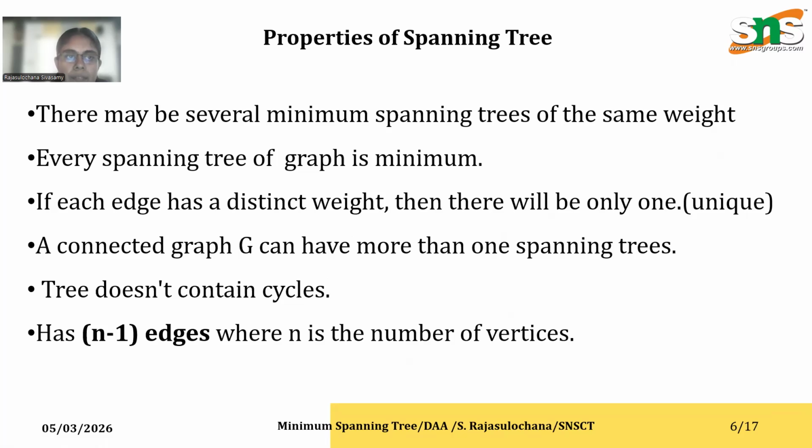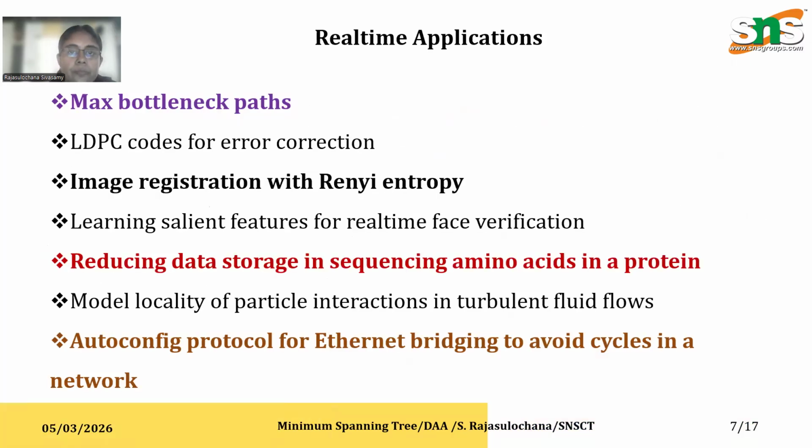So a connected graph G can have more than one spanning tree. The tree does not contain a cycle. As the name indicates, a spanning tree does not have any cycles. It has n minus 1 edges, where n is the number of vertices. So in the spanning tree that is constructed, when there are 5 vertices, you will have 4 edges. But in a graph, you may have more than 5 edges also.